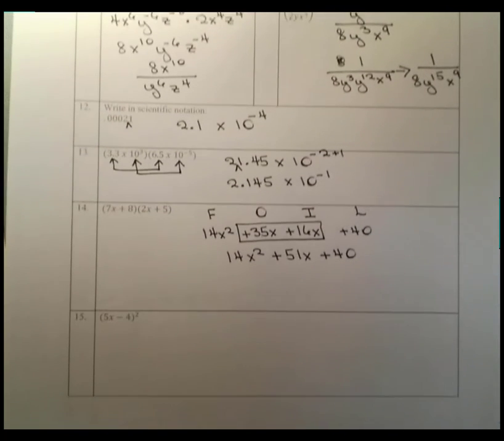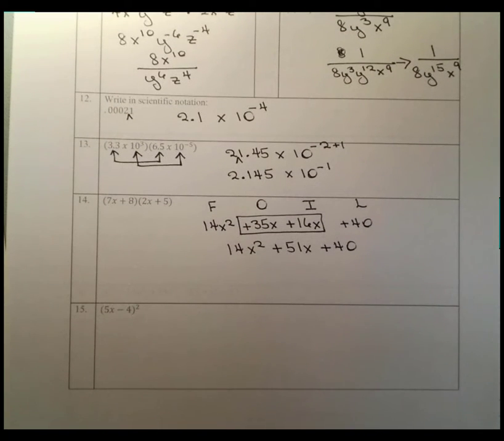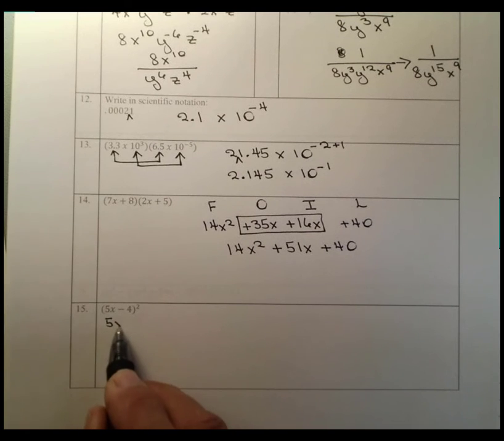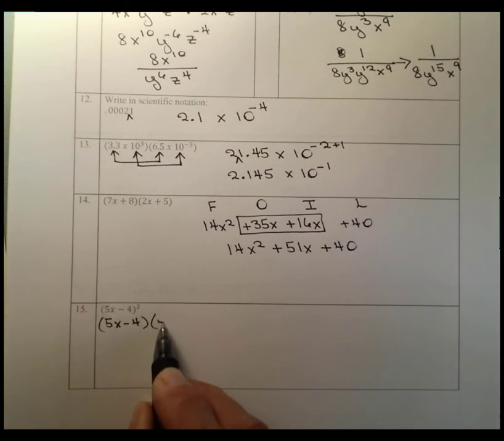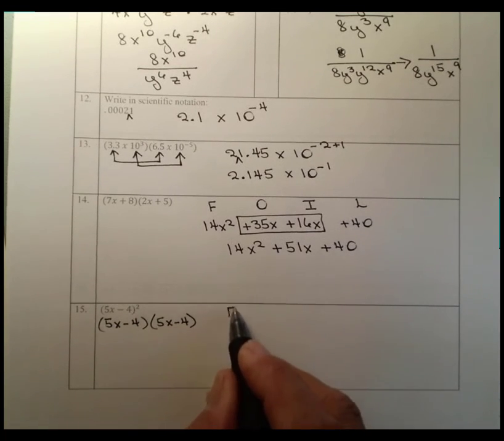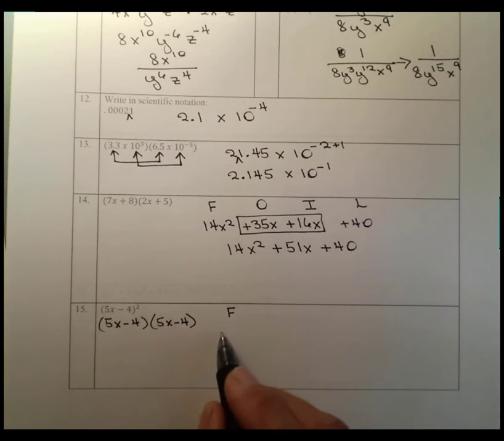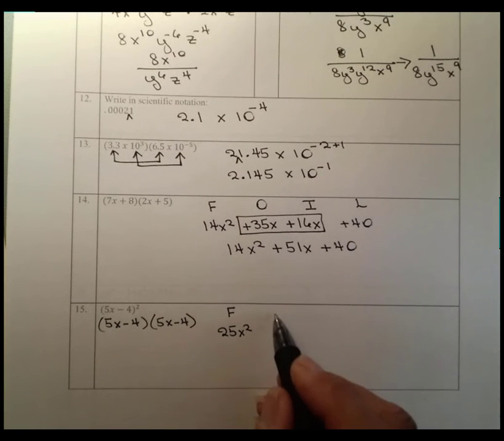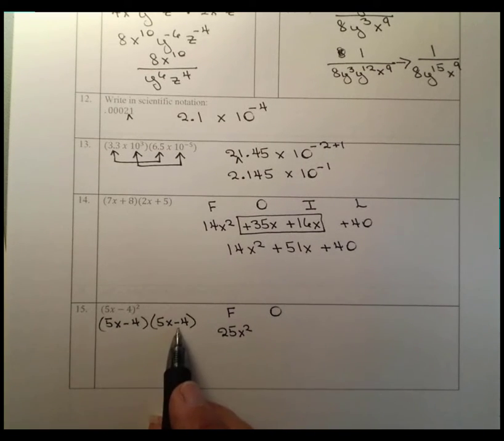Now, what happens when we square a binomial? Well, remember, this one does have a shortcut to it that if you remember it, you can use it. If not, you're going to have to FOIL it, but you will have to write it again to FOIL it. So I'm going to write it as 5x minus 4 times 5x minus 4. And then I'm going to say, first terms, 5x times 5x was 25x squared. And then I have to go outside terms, 5x times negative 4.